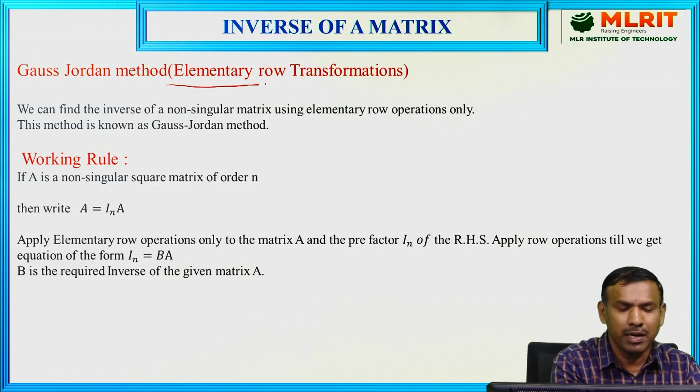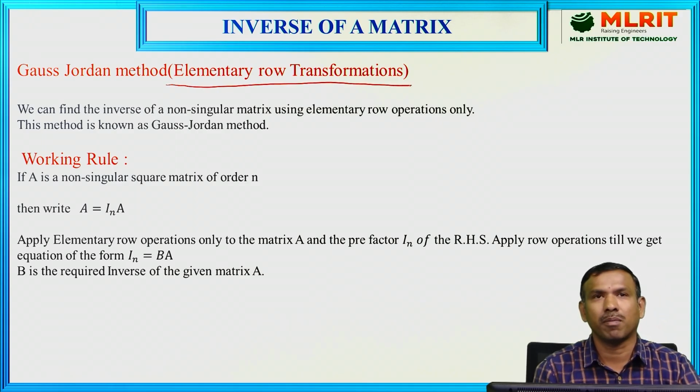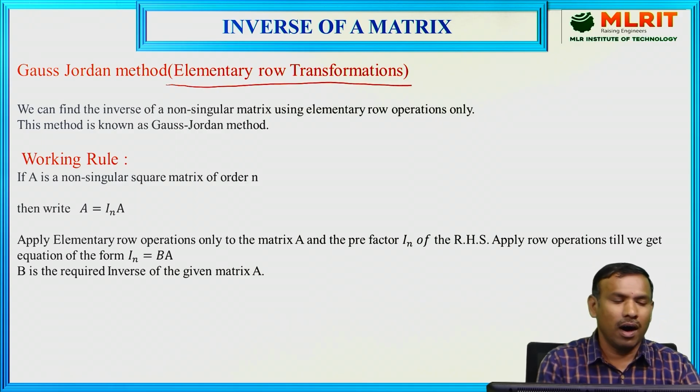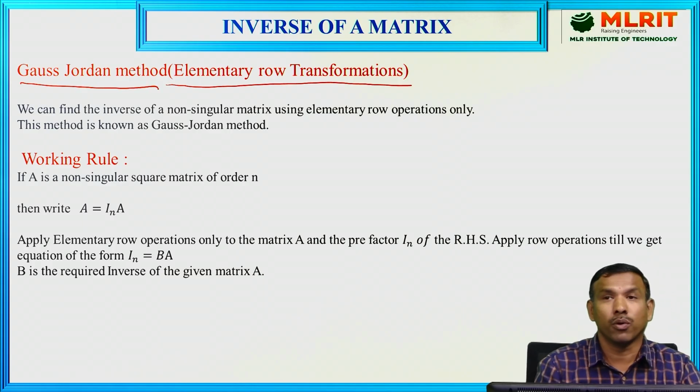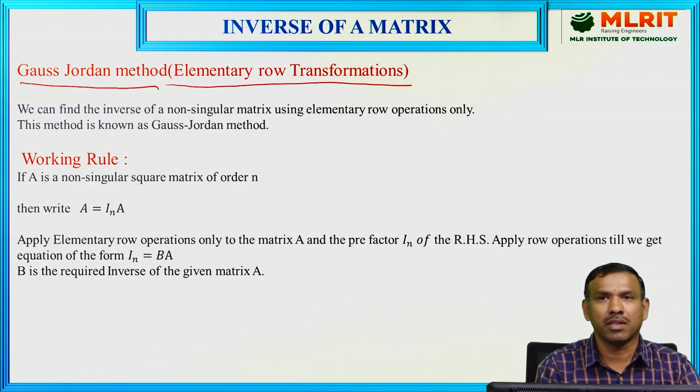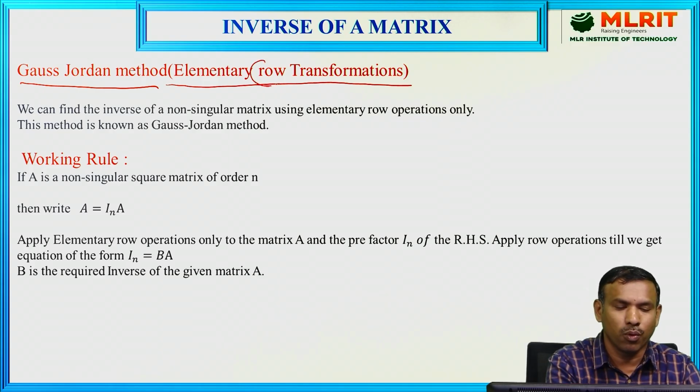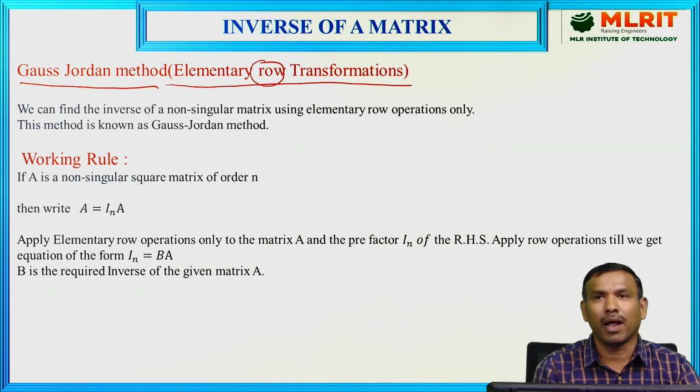Now let us go for the inverse of a matrix by the Gauss-Jordan method, or sometimes we call it elementary row operations. Both are the same. Sometimes in the examination they mention the Gauss-Jordan method, sometimes elementary row operations. What are the elementary row operations? Here you can't apply column operations, only row operations.